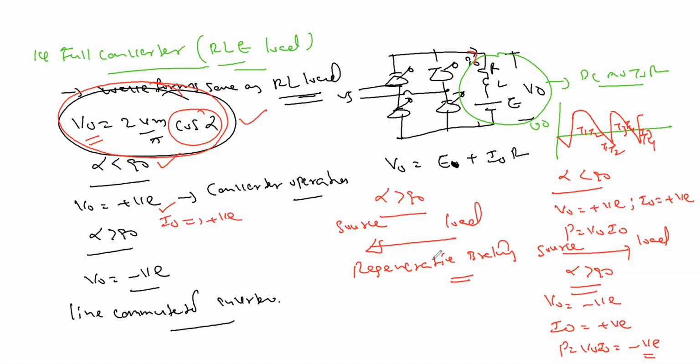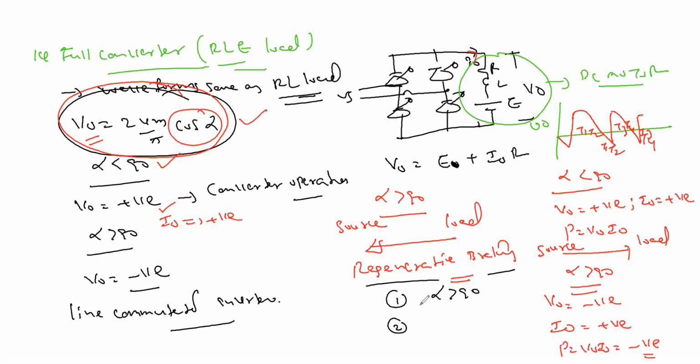What should happen in inverter operation? Yes, definitely, the power has to go back, not the current. Total power is going back. So this is called the regenerative braking mode. What are the conditions for the regenerative braking mode? What should you do for regenerative braking? Yes, first one, alpha greater than 90.